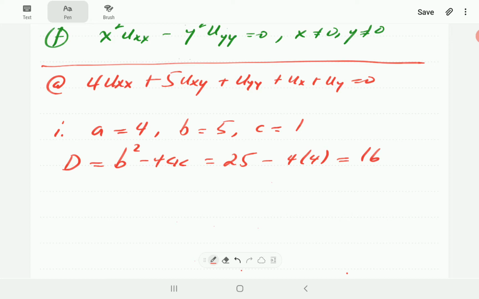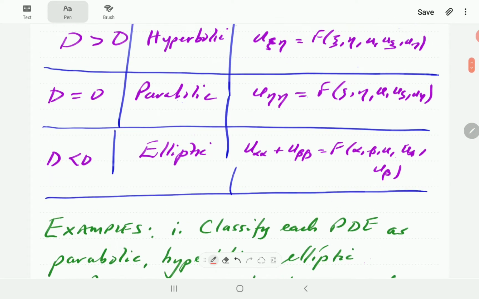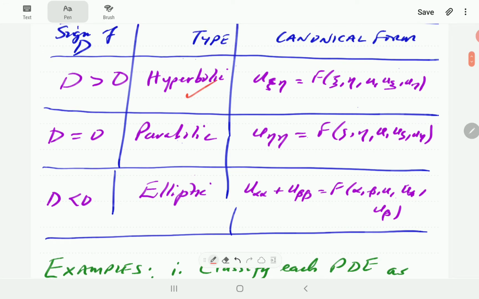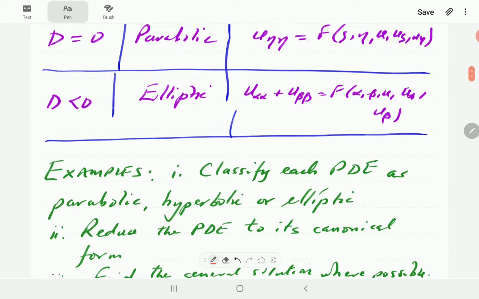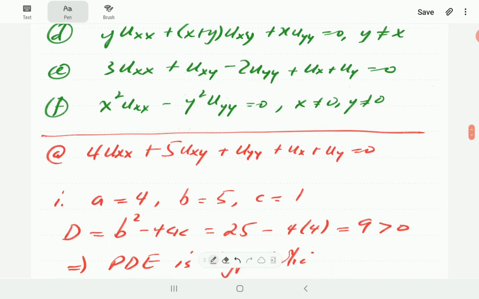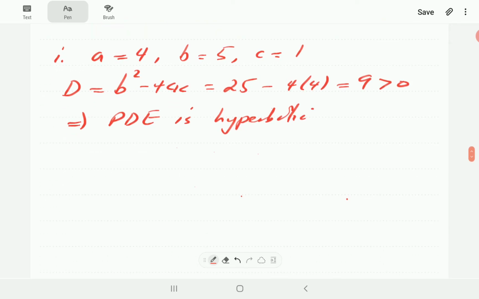So no, it's actually 25 minus 16. This is 9, which is clearly greater than 0. So this is telling us that the PDE is hyperbolic, according to our table here. So we're in case 1. So expect that when we reduce it to canonical form, only the u_xi eta derivative, second order derivative, is going to survive.